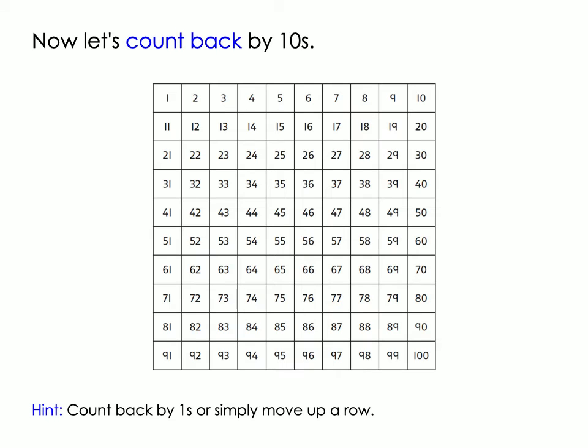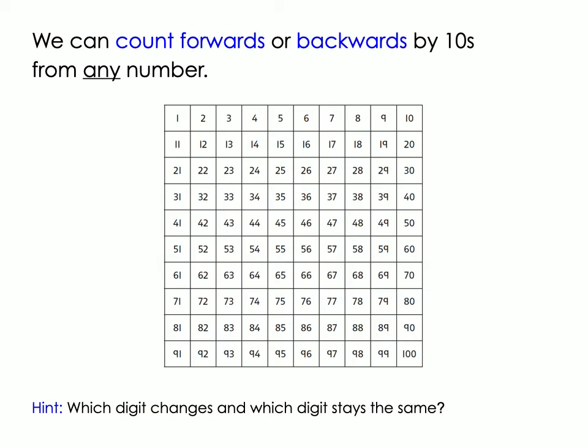But could you count backwards by 10s? Now, if you're starting at 100, that's going to be the bottom corner. And if we're counting backwards, we kind of just go up one row. So it would be 100, 90, 80, 70, 60, 50, 40, 30, 20, 10. And then if it was there, it would be 0. That's counting backwards. Now, can you count forwards and backwards by 10 from any number?